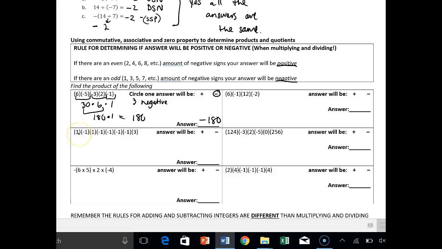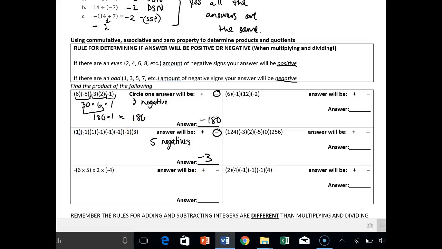All right, let's do this one. 1 times 1 times 1 times 1 times 3, right? So the answer is going to be 3, but is it going to be positive or negative? So we have 1, 2, 3, 4, 5 negatives. It's going to be negative because we have an odd amount of negatives. So it's negative 3. Because 1 times 1 is just 1. This would be negative 1, still negative 1, positive 1, negative 1, positive 1, negative 1, and then negative 1 times 3 gives you negative 3.